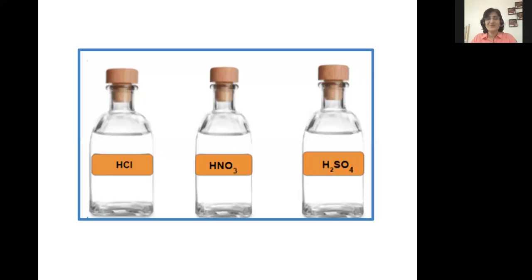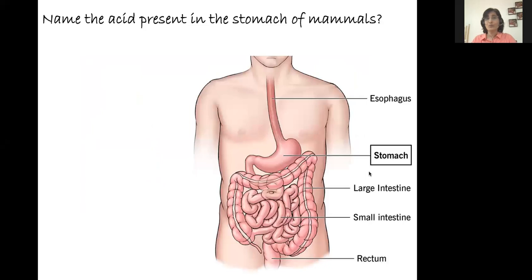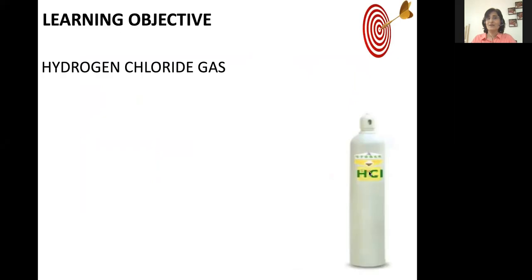Hello, students. We are all familiar with these acids, aren't we? But today, I want you to name the acid which is present in the stomach of the mammals. I'm sure you got it right. Yes, it's hydrochloric acid. Well, today, we will learn more about hydrogen chloride gas first, mainly its physical properties.